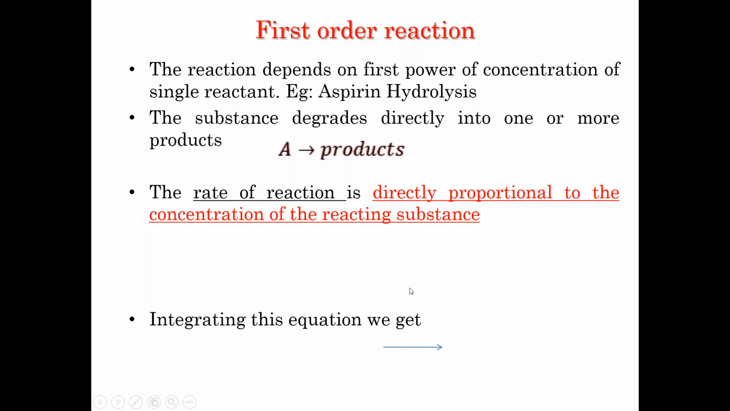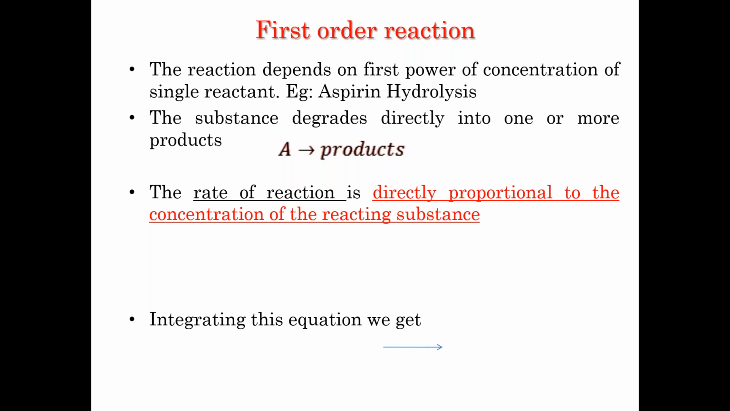Okay, let's proceed with the next one. First order. What is the difference between zero order and first order? In first order, the rate of change of drug with respect to time depends on the initial amount of the drug. So that's why it is called first order reaction. In the case of zero order, the rate of change of the drug is independent of the initial amount of the drug. If it is dependent on the initial amount, then you call it a first order reaction.